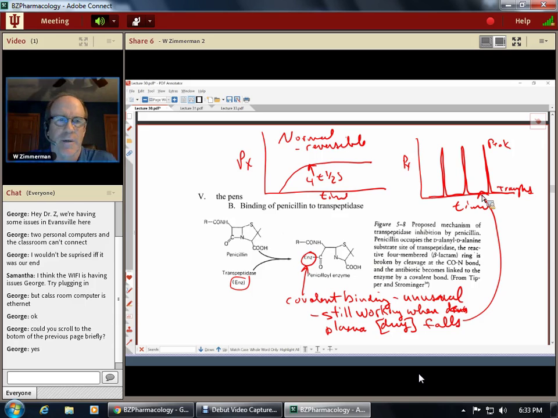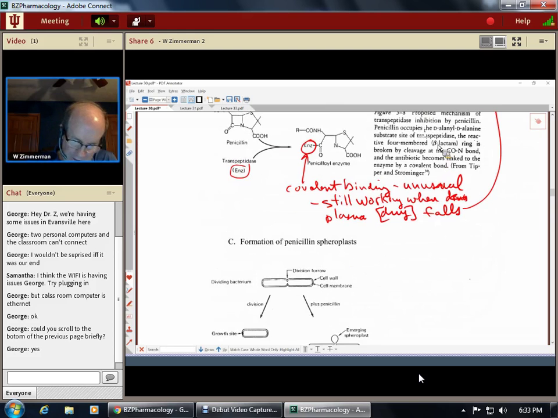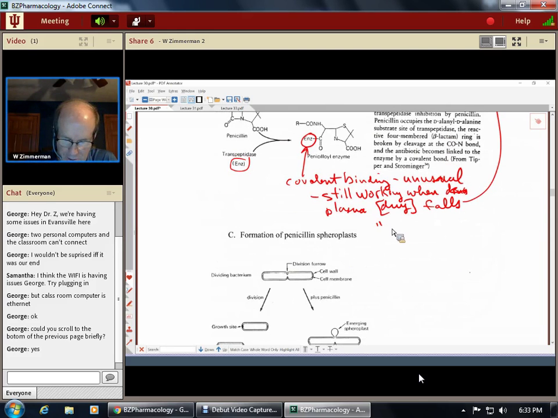You might think, why are we letting it go down to 0? That's not how we do drugs. But again, it's covalently bound. And quite often when the drug is working during these troughs, the terminology that gets used, and I don't love this term, is a post-antibiotic effect. The drug is still working even though you can't see it in the plasma anymore.